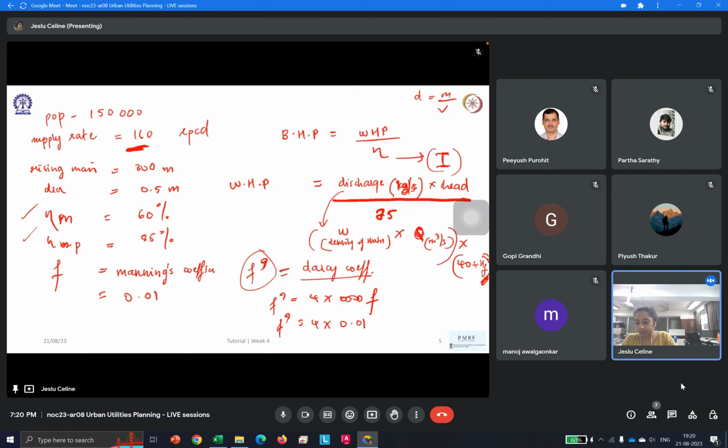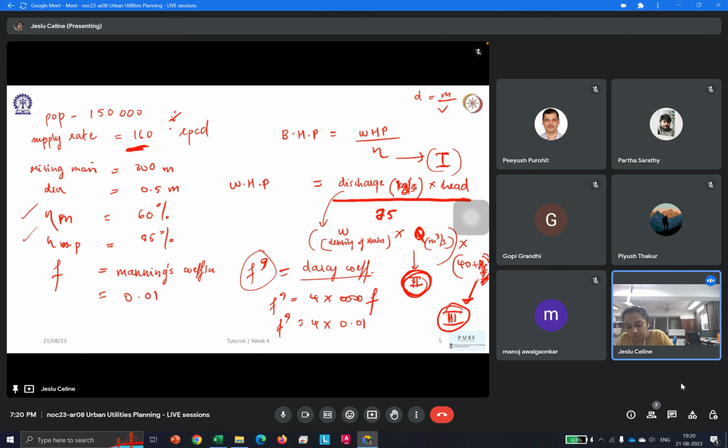We have something given in terms of LPCD, so we need to find it for the average population. What is the supply rate, and also the peak demand. So that will be our next task. I'm just marking this as 2. We need to find this Q, because some information is given, but from this information we need to find Q. Now the third task would be to find HF, which is the head due to friction. So there are 3 unknowns we need to find in order to solve this. So let's go one by one.